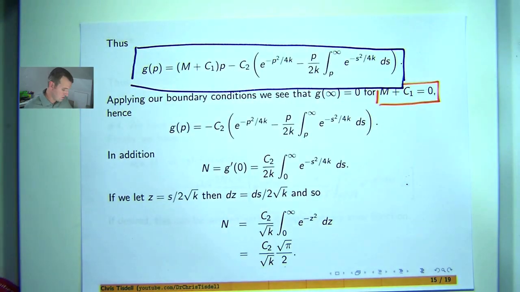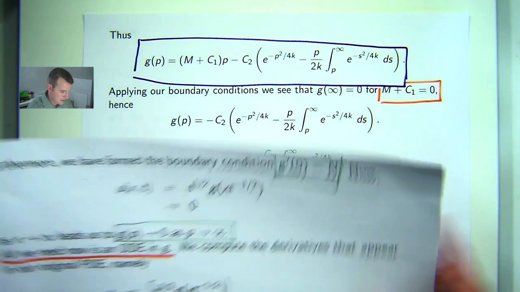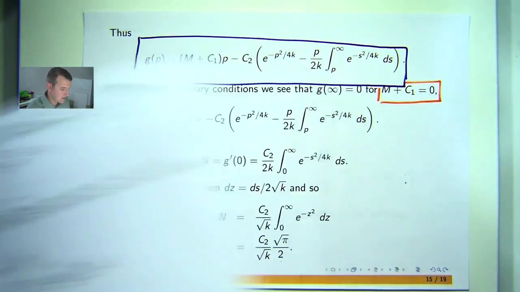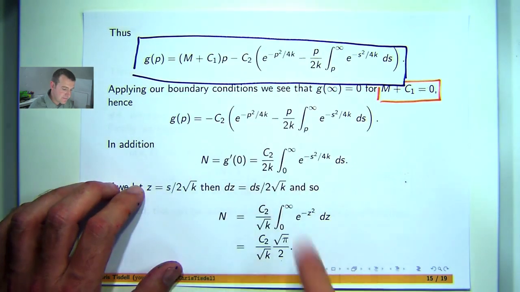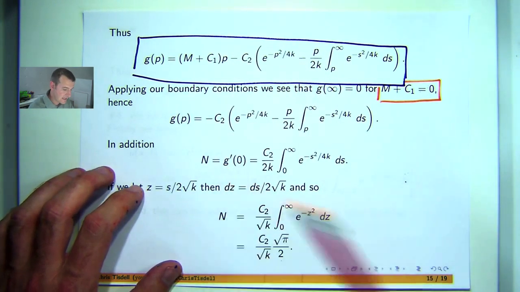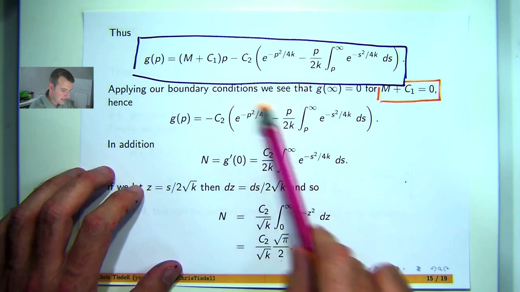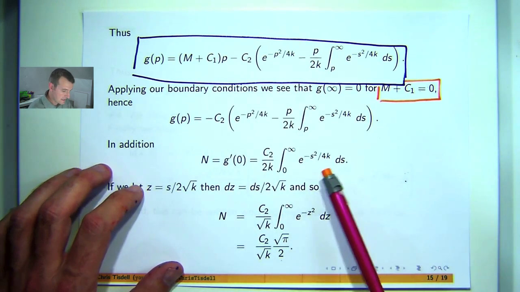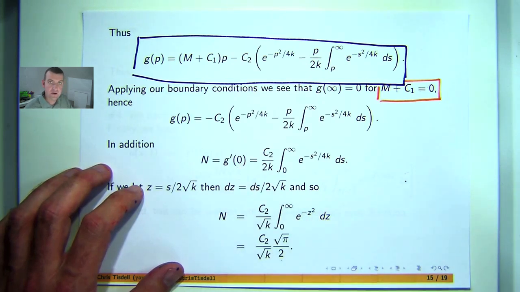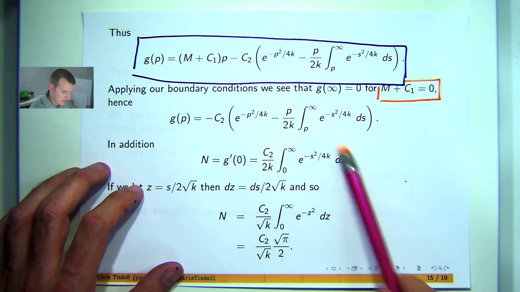Now we haven't used this flux condition yet. So let's take this, let's differentiate with respect to p, plug in p equals 0, and set it equal to n. So you will differentiate this, use the product rule here and the fundamental theorem of calculus, and when you put in the p equals 0, a lot of terms disappear, and you get the following.